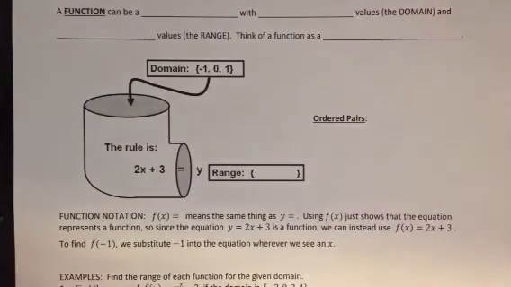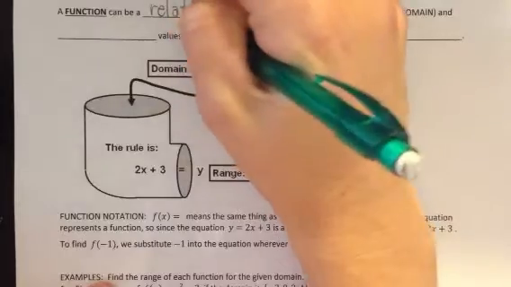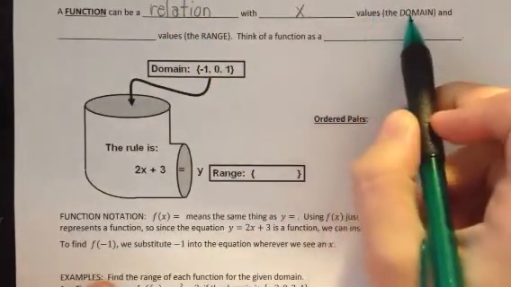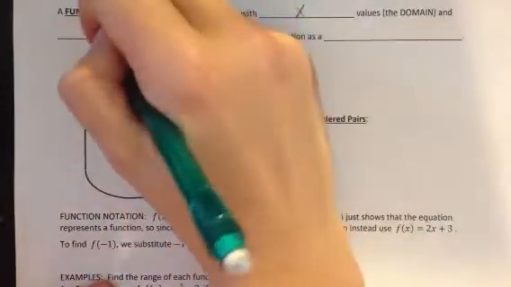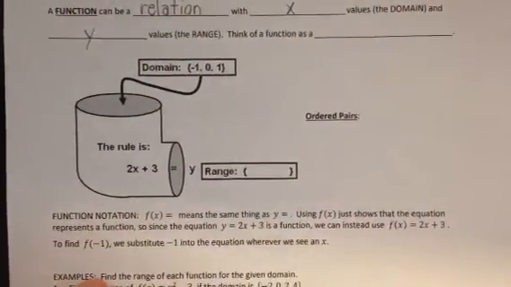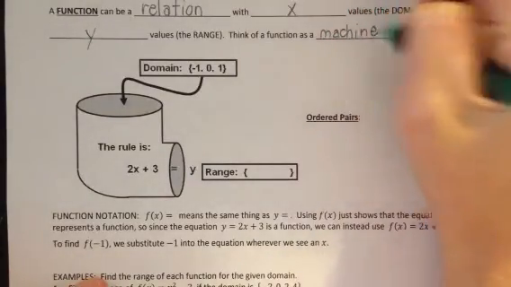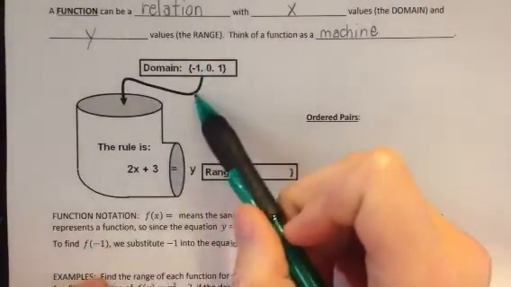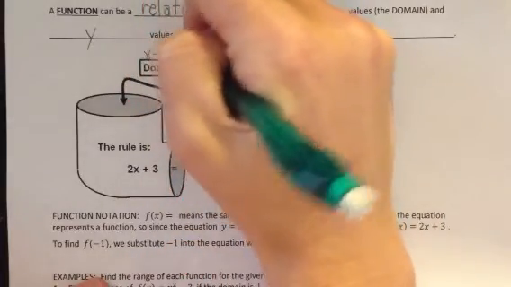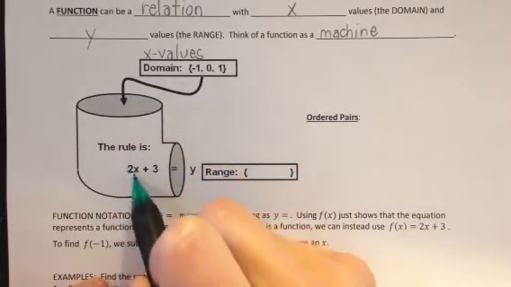Okay, today we're looking at functions. A function can be a relation with x values, or the domain, and y values, or the range. I want you to think of a function today as a machine. Okay? As you put in those x values, the domain, put in those x values into the function.